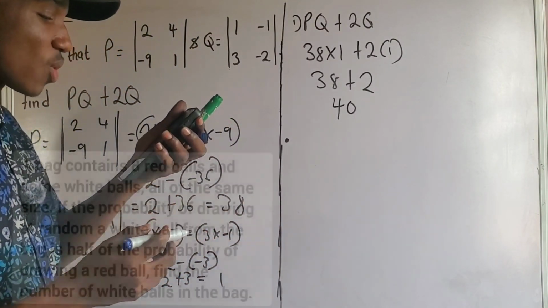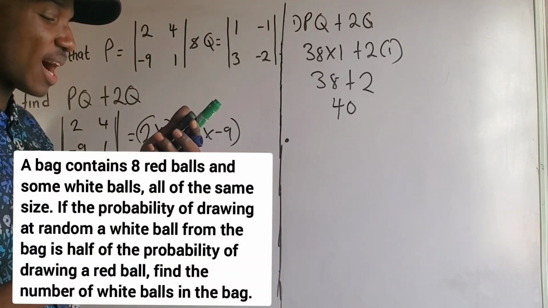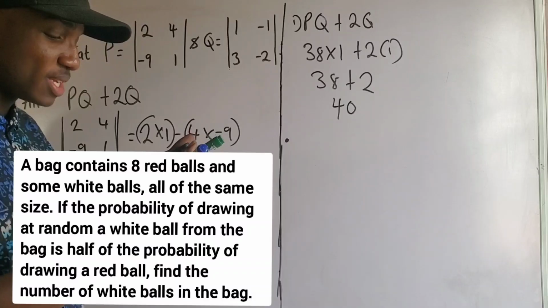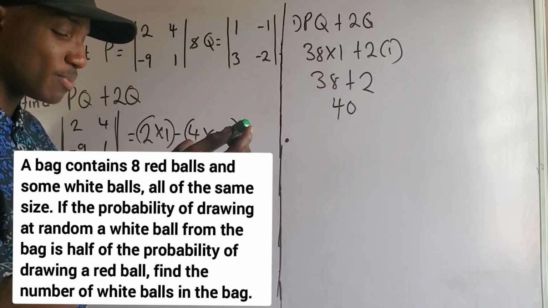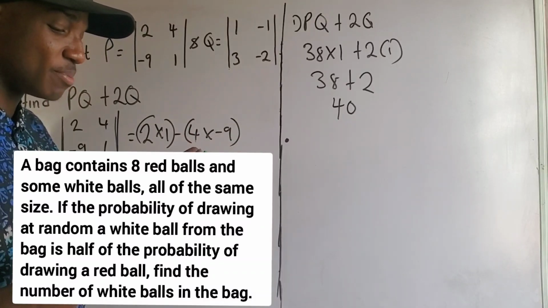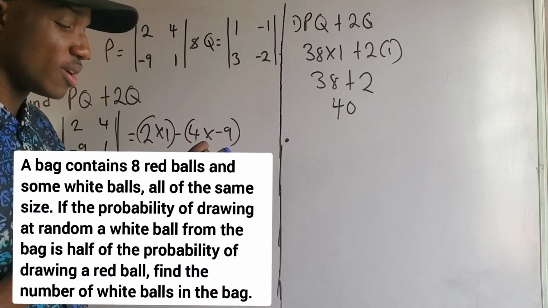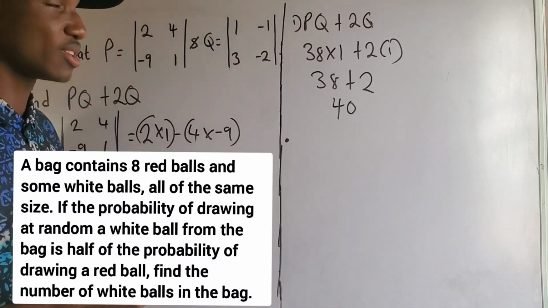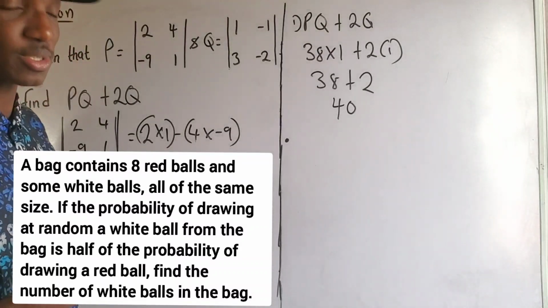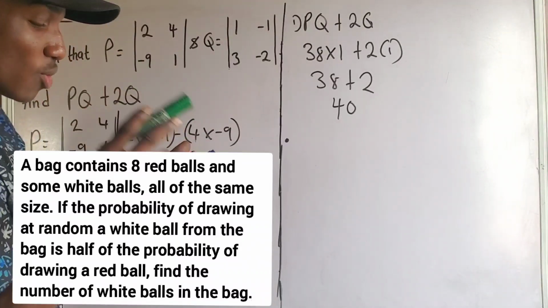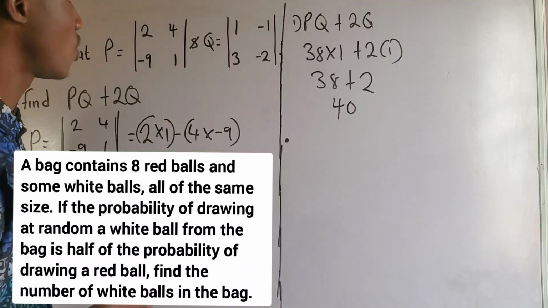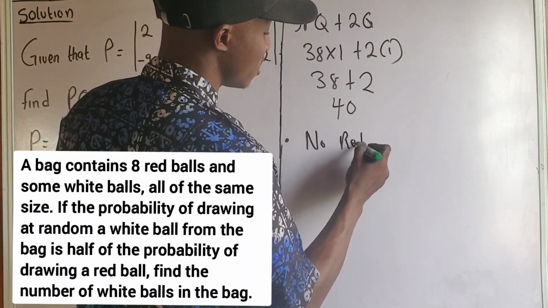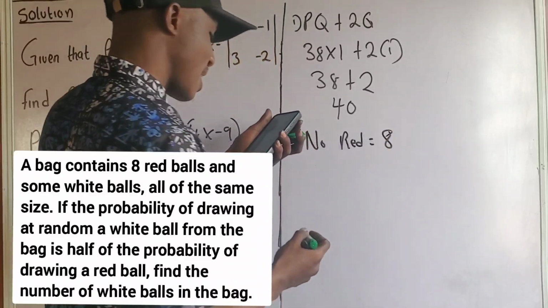A bag contains 8 red balls and some white balls, all of the same size. If the probability of drawing at random a white ball from the bag is half the probability of drawing a red ball, find the number of white balls in the bag. Okay, look at that question. That question is coming from a topic known as probability. A bag contains 8 red balls, so the number of red balls is what? 8. Okay, and some white balls.